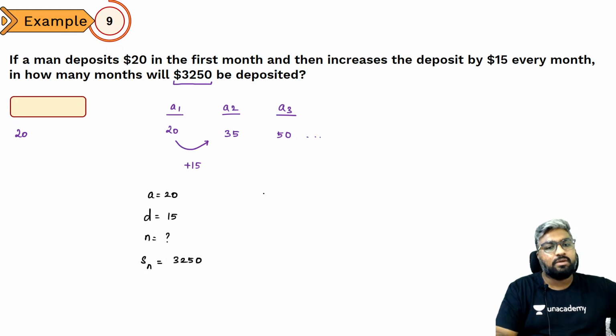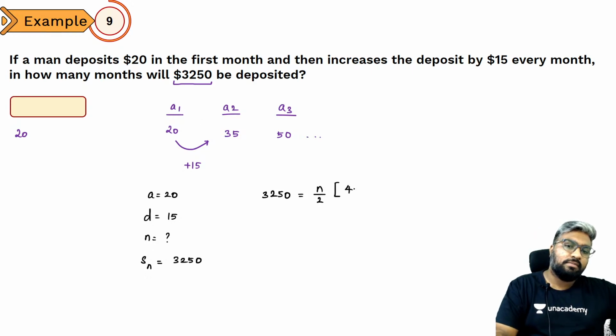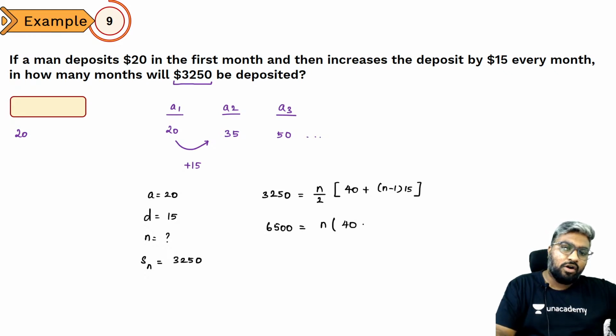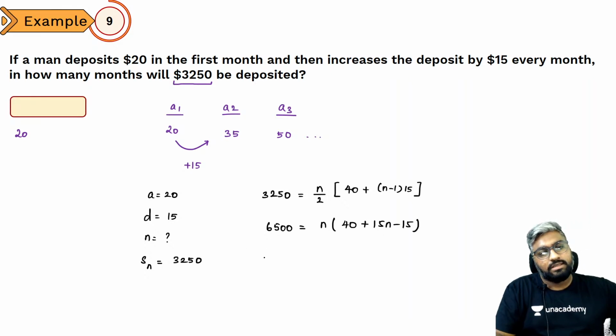Yes, directly put this in the equation: 3,250 is nothing but n by 2 into 2 times a, 2 times a is 40, plus n minus 1, we don't know what n minus 1 is, but d is 15. So take the 2 to the other side, you would get 6,500 is equal to n times 40 plus 15n minus 15. So what are you getting? 6,500 is equal to 40 minus 15 is 25, so 25n plus 15n square.